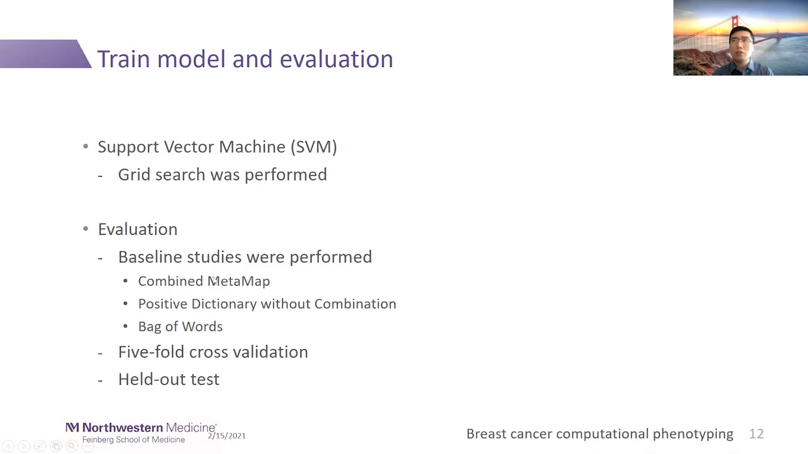And for features, we used combined MetaMap features, which are the UMLS concept unique identifiers that we derived from the text. And we also used the positive dictionary without combination, basically those positive clues that we have identified from the development set. And also we used bag of words just in case we have missed anything from our development set, and also just in case that the MetaMap mapping from text to UMLS missed anything in the process.